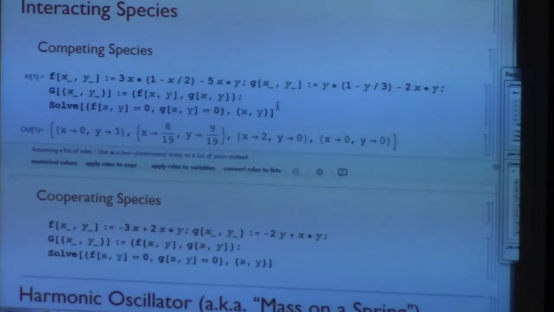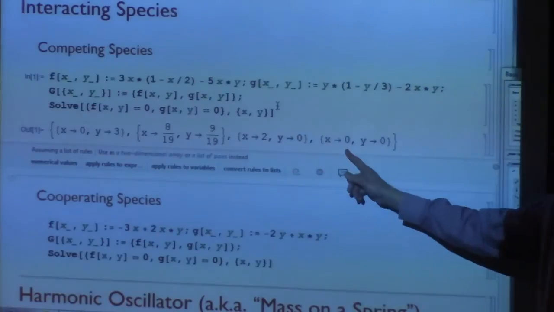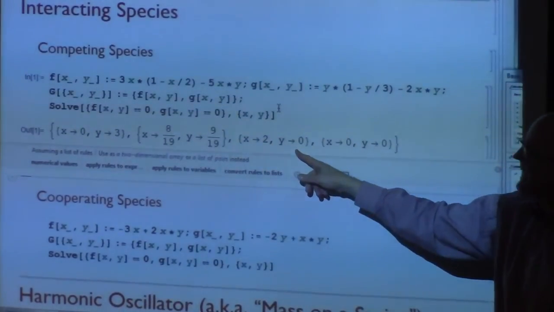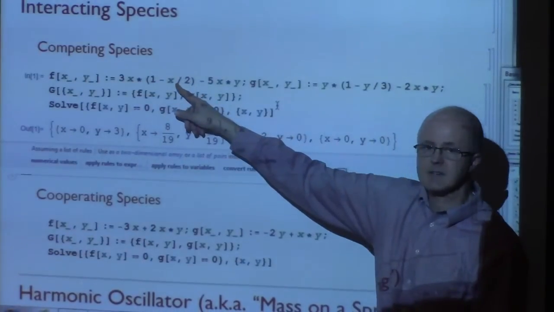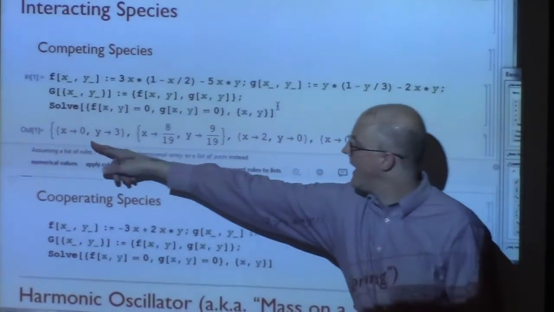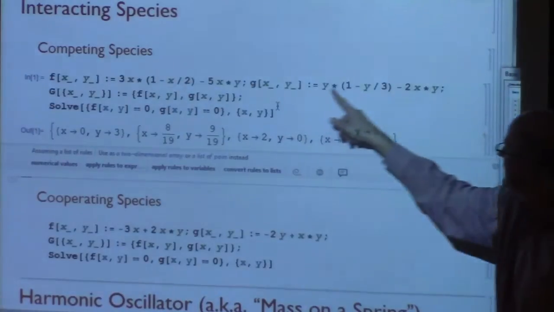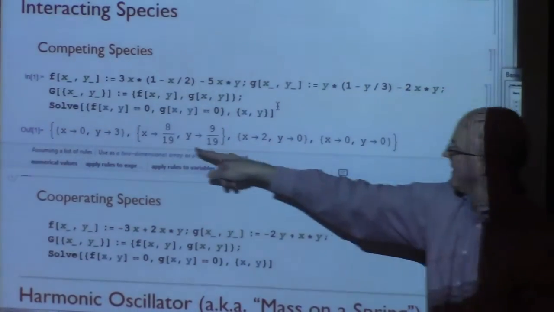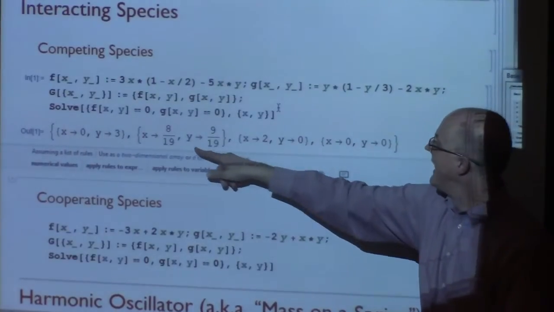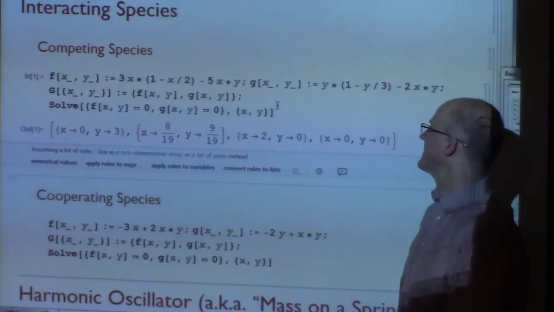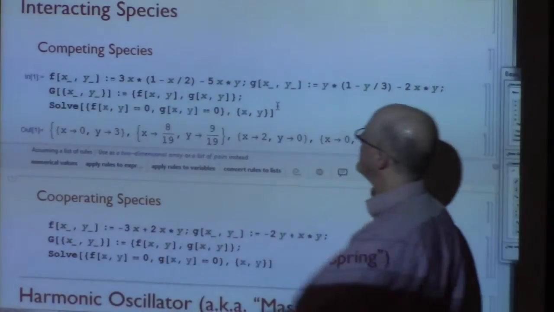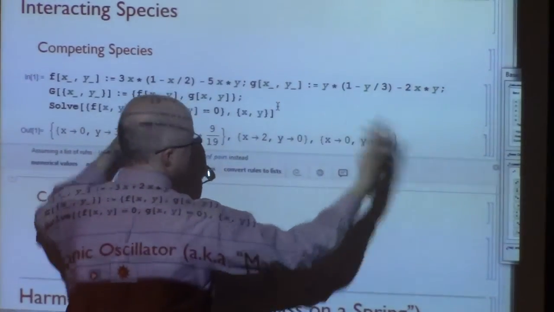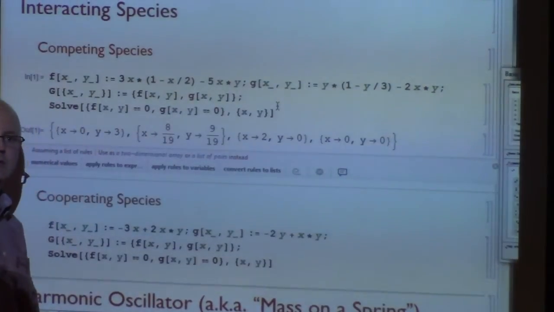We've got 4 equilibrium points. The origin (0, 0). X equals 2, y equals 0, which should make sense since the carrying capacity of the x equation was 2. X equals 0, y equals 3, which should make sense because the carrying capacity of the y equation was 3. And then this other one that's harder to find, (8/19, 9/19), that's going to come about from factoring an x out of this one and a y out of that one and setting the resulting linear equations equal to 0 simultaneously.